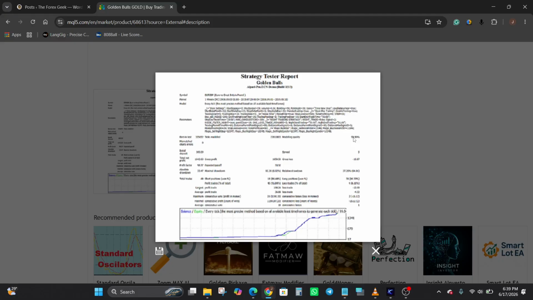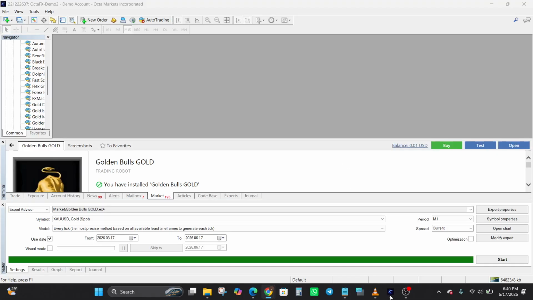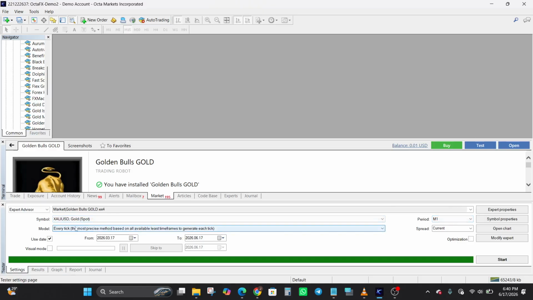Now, reviewing this particular report that we have here, okay, this is actually not clear, but I can see that total net profit was, I think, over $1,600, and the balance equity curve was quite stagnant for a while, or sideways, before it started growing at some point, and it remained steady since then. Let's just head over to our strategy tester. Let's see how the EA performed over the past 3 months. We're testing the Golden Bulls Gold on XAUUSD on the M1 time frame as recommended, and we are using the every tick modeling, testing over the past 3 months in 2026.